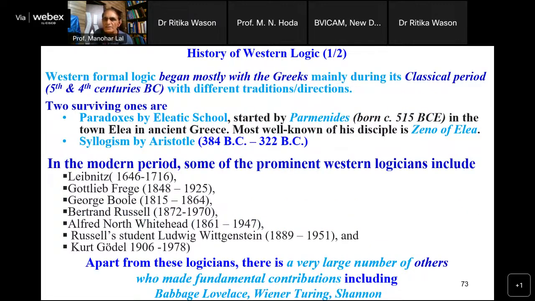Now, friends, we briefly come to the history of Western logic also. Western logic began with the Greeks in the classical period of the 5th and 4th century BC, with different traditions. One is the paradoxes, which I have discussed, by the Eleatic school, which started around 500 BC, and the second was the syllogism by Aristotle. In the modern period, some of the prominent Western logicians include Leibniz, Gottlob Frege, Bertrand Russell, Whitehead, and Russell's student Ludwig Wittgenstein, along with Gödel, who is really very important. Apart from these logicians, there is a very large number of others who have made fundamental contributions, including Babbage, Lovelace, Wiener, Turing, and Shannon, only a few. A very large group, hundreds of people from the West, have contributed to the modern computing revolution.